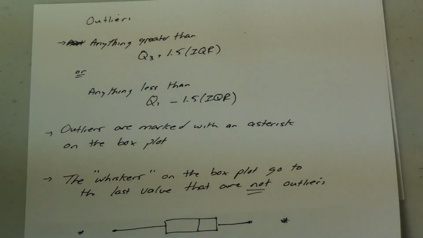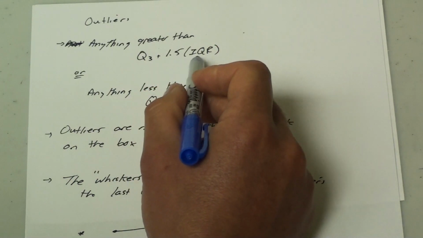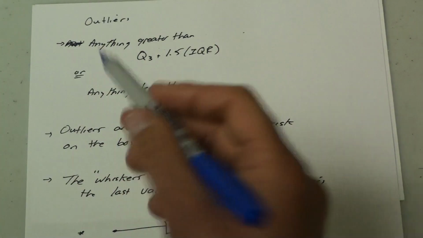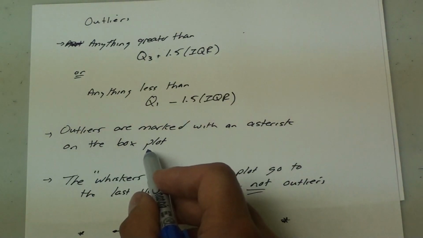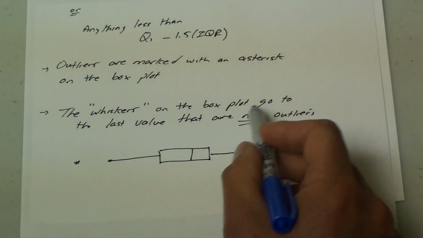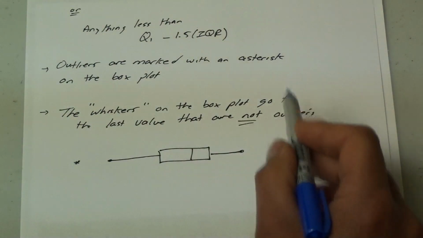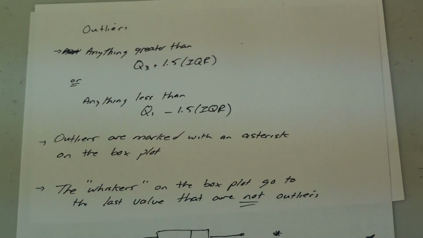Outliers brings me to some formulas. Anything greater than Q3 plus 1.5 IQRs, or anything less than Q1 minus 1.5 IQRs, is considered an outlier. Outliers are marked with an asterisk on the box plot, and the whiskers on the box plot go to the last value that is not an outlier. So just a little note on that.